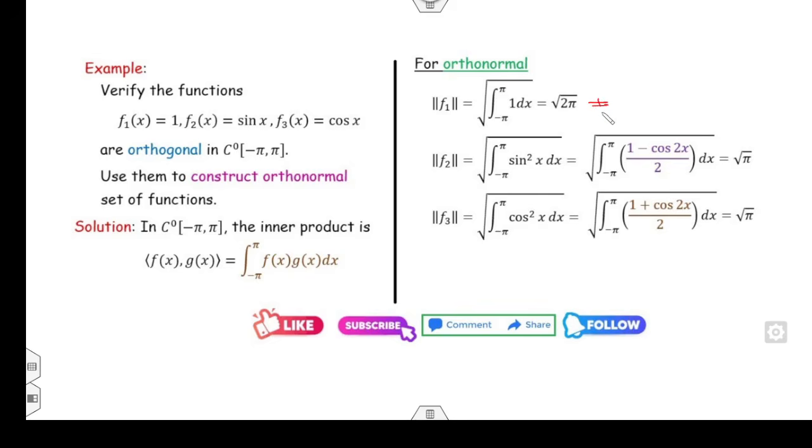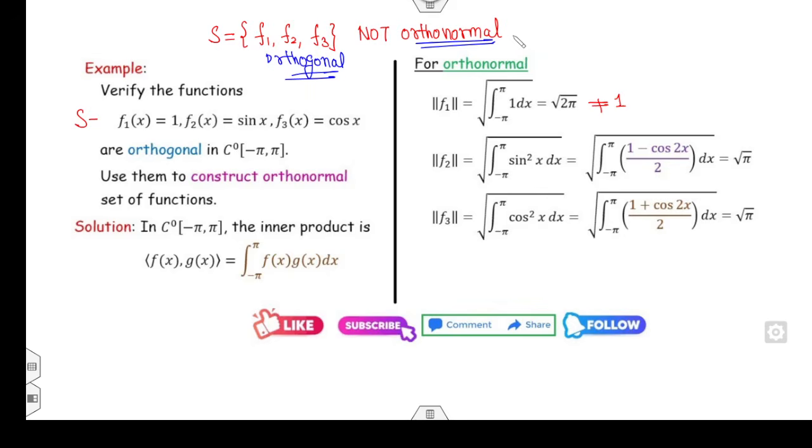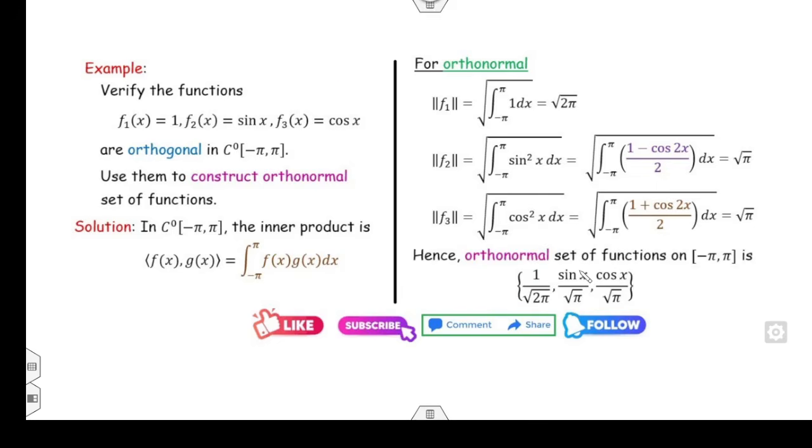And clearly these numbers are not 1. Therefore, the given set of functions, if I consider the set f1, f2, f3, they are not orthonormal. Fine. But the set is orthogonal. Fine, it is orthogonal but not orthonormal, so what can we do? We can convert the orthogonal set to an orthonormal set by using the definition: f1 divided by norm of f1, f2 divided by norm of f2, f3 divided by norm of f3 is the set of orthonormal vectors.